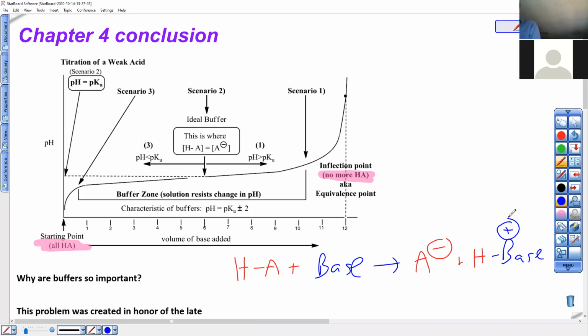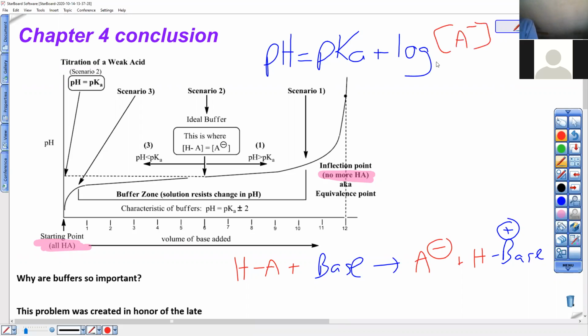And the mathematical equation that governs this curve is called the Henderson-Hasselbalch equation, where the base is on top and the acid's on the bottom. And the question for you is, why does the pH change so little in this area here? And the answer to that question is we have a buffer in this area.